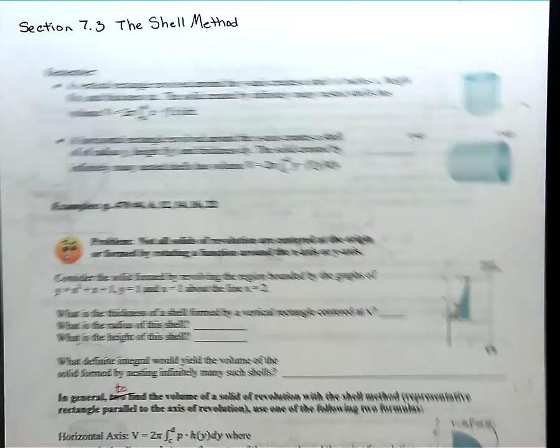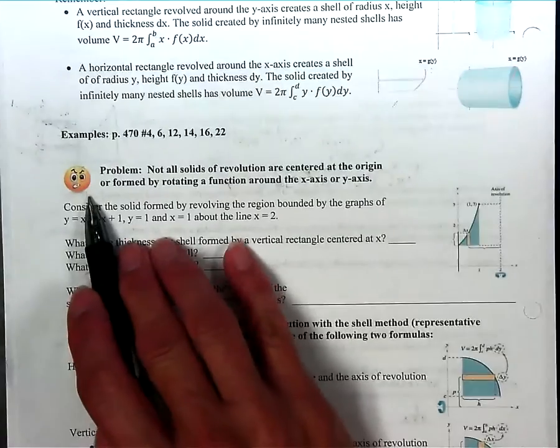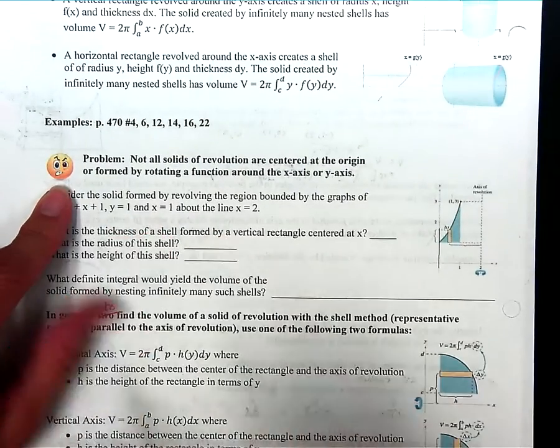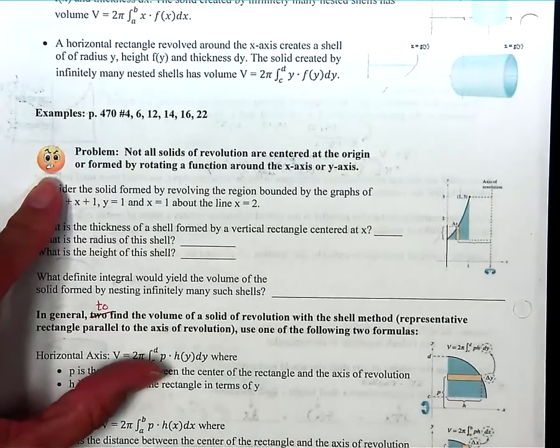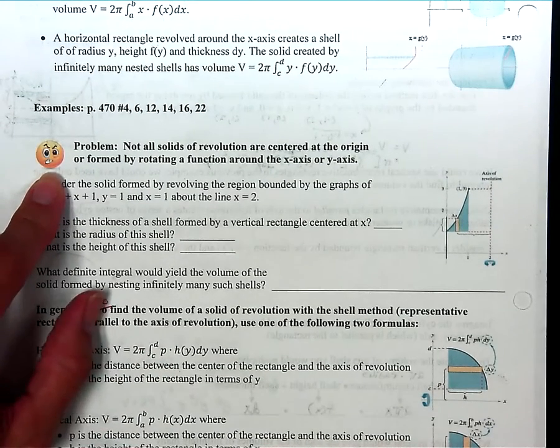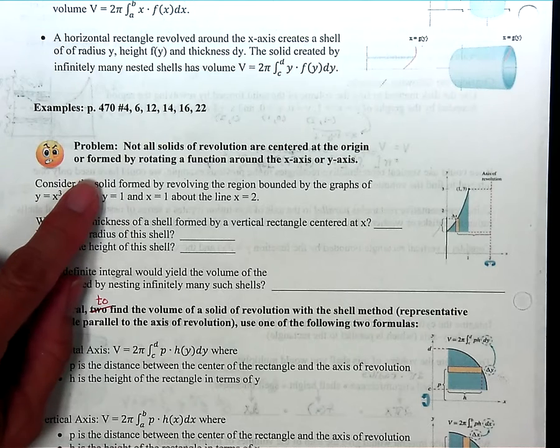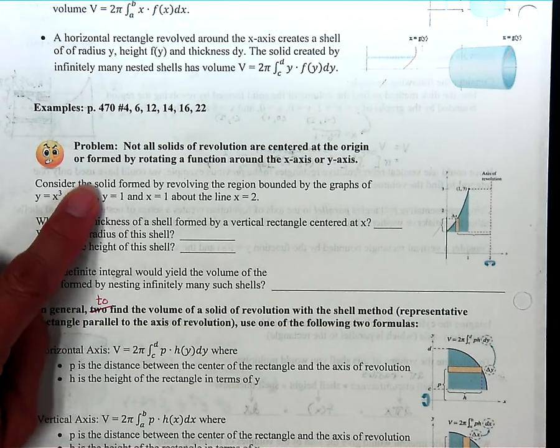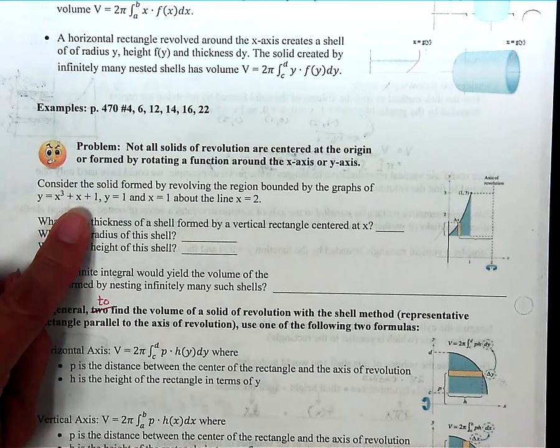All right, so here's my little dang it face. Dang it. Not all solids of revolution are centered at the origin, or formed by rotating a function around the x or y axis. So let's see if we can figure out this formula. Come up with it ourselves.